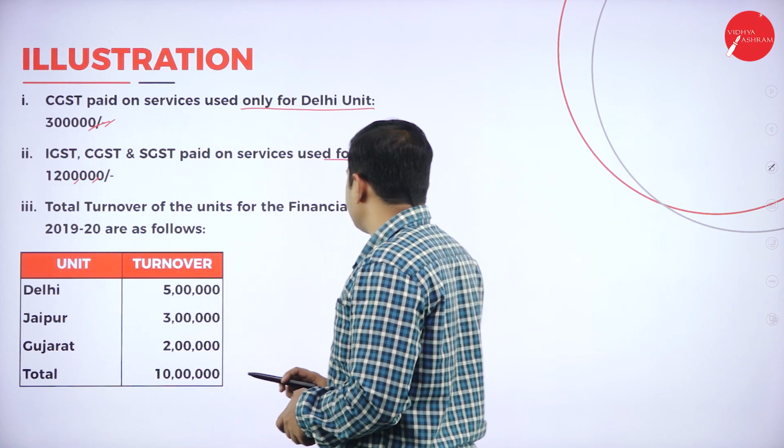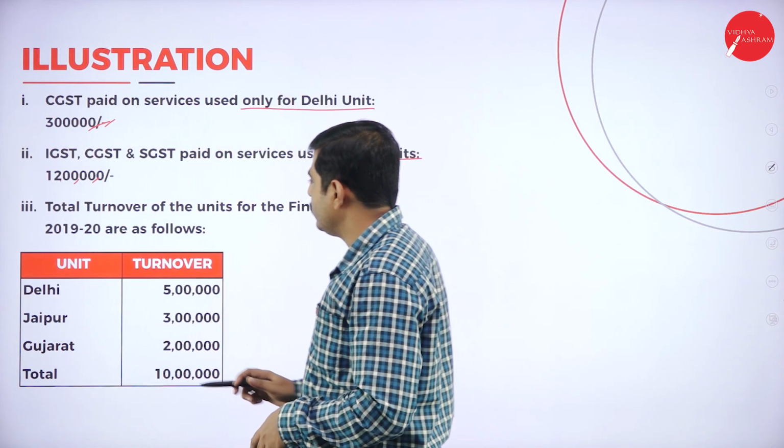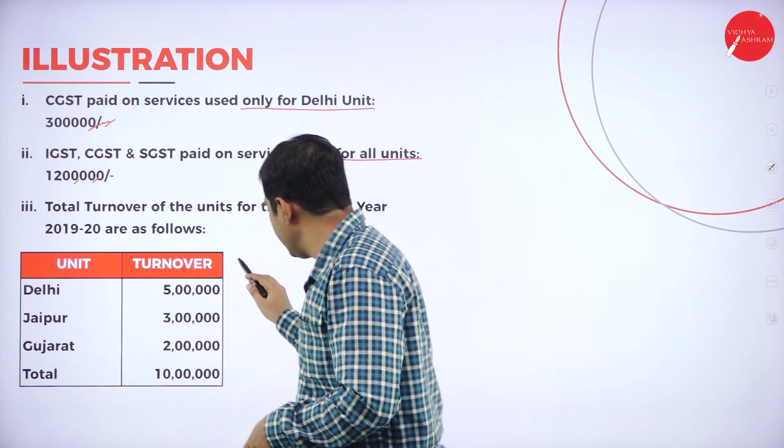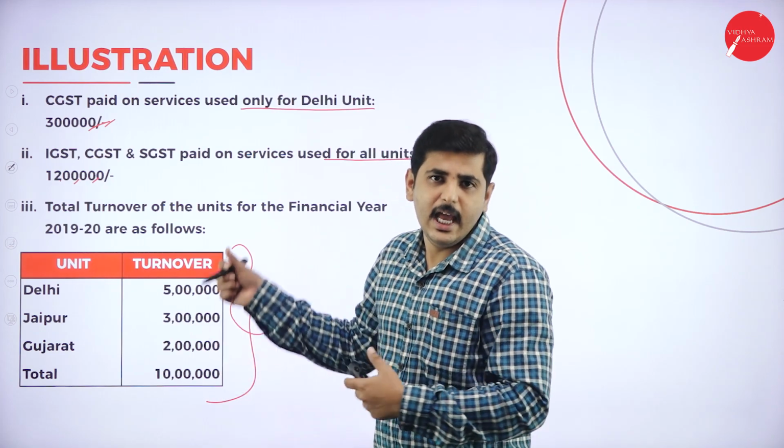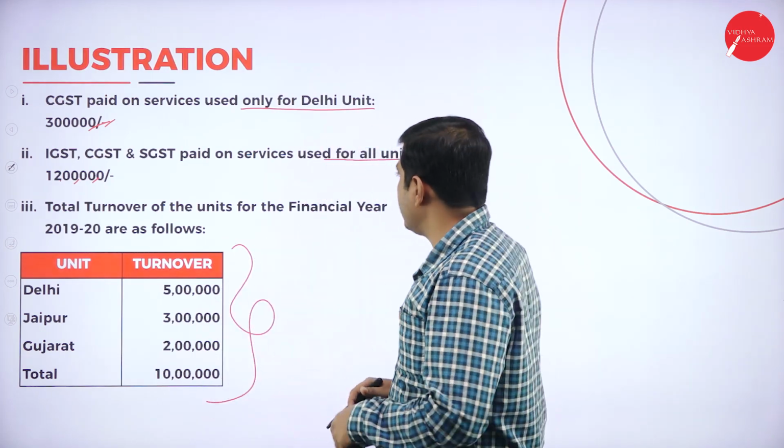Total turnover of the units for the financial year 2019-20 is as follows. So what is this? It is the total turnover. What we did in the previous problem, in the same way we will solve this. Now let's go to the next slide.